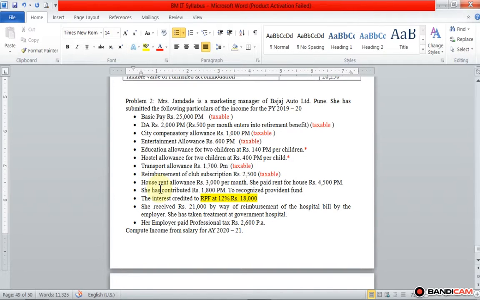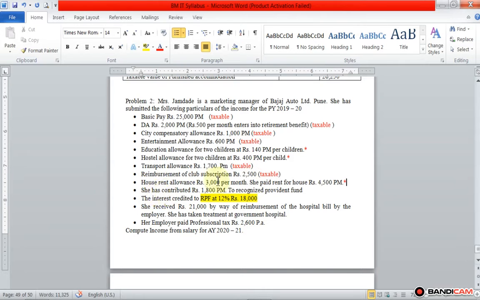Next one is house rent allowance, rupees 3000 per month. So Mrs. Jamdade has received house rent allowance amounting to rupees 3000 per month and she paid rent for the house of rupees 4500 per month. So we have to compute the exempted HRA. Make a star in front of HRA because an additional working note has to be prepared for computation of exempted HRA.